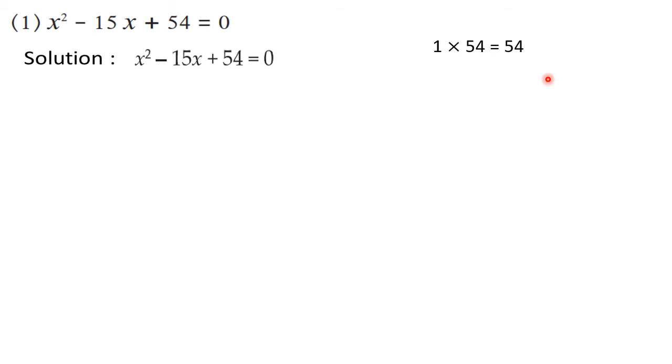Correct? In the solution, we have to copy down the question as it is, or we have to write down the first step as the standard form. So I have done the multiplication, 1 into 54 is equal to 54. Now the next step is to split the middle term. See, here plus 54 is there, that means I will think of addition now. So I will think of two numbers whose multiplication is 54 and addition is 15.